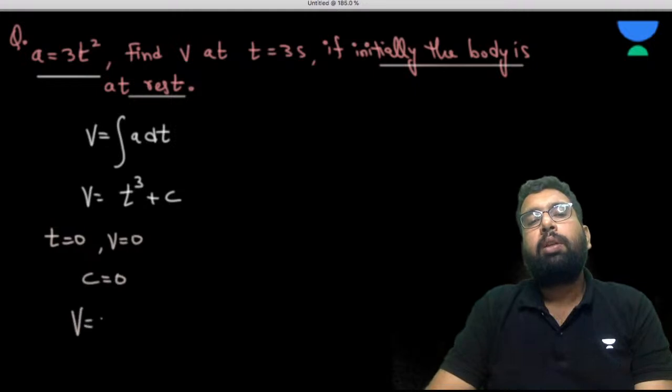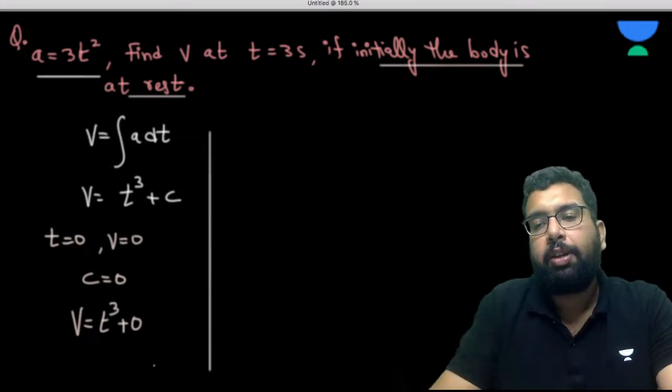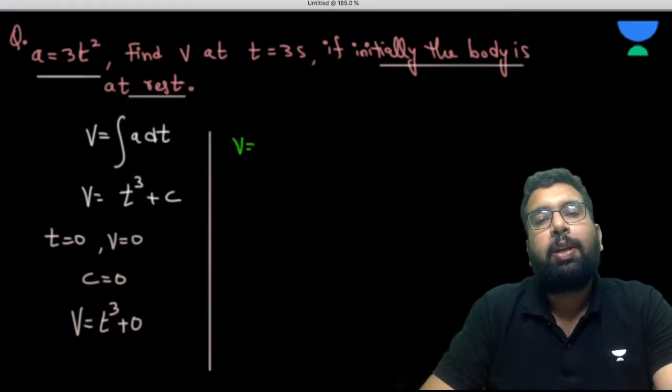So in the end, what is this velocity? It will become t cube plus 0. So v is equal to t cube ultimately.